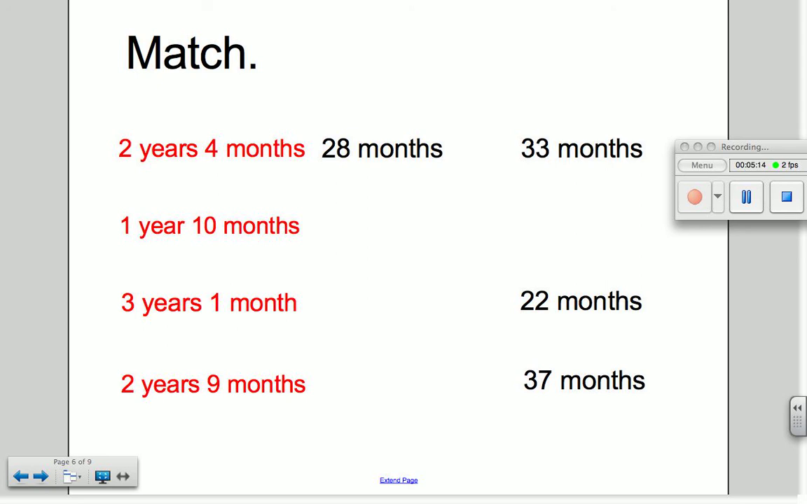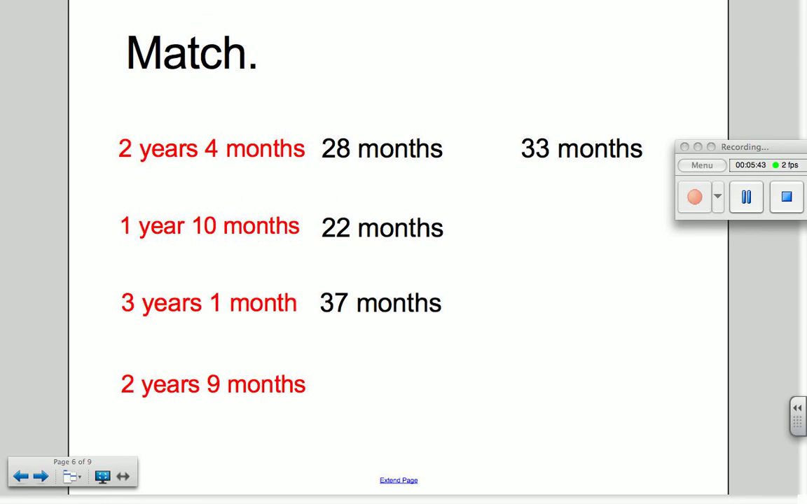Next, let's look at 1 year and 10 months. Again, we know there are 12 months in 1 year. So for this, we just have to add 12 months plus the extra 10 months, and that gives us 22 months. Then we have 3 years and 1 month. We can do 12 times 3, and that gives us 36, plus the extra month is 37. And last but not least, we have 2 years, 9 months. We can do 12 times 2, because there are 12 months in a year, and that gives us 24, plus 9 equals 33.